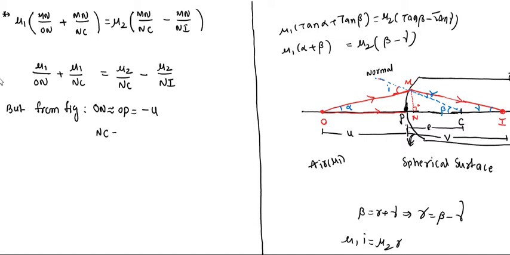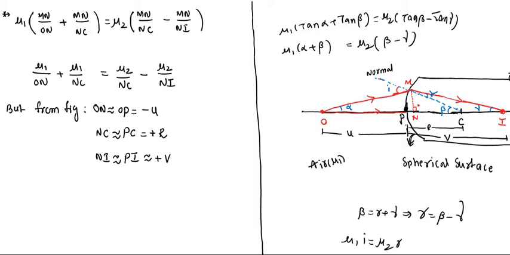Then NC is what? NC is the distance of C, the center of curvature, from N. This is nearly equal to PC. The distance of the center of curvature from the pole is the radius of curvature, on the right side, that's why we write plus R. And next, Ni, from the figure, we write as nearly Pi. What is Pi? The distance of the image from the pole, that is the image distance. Image distance is plus v because it is on the right side of the pole.